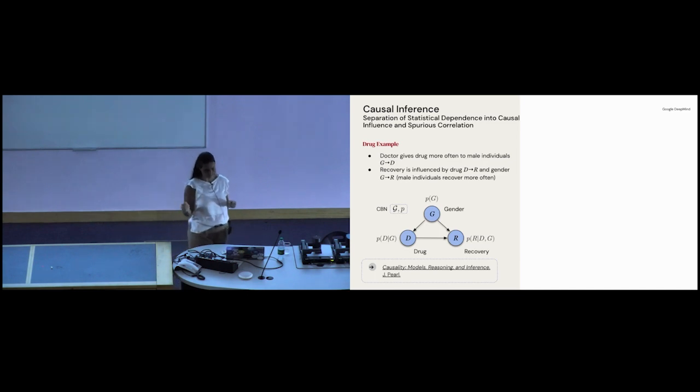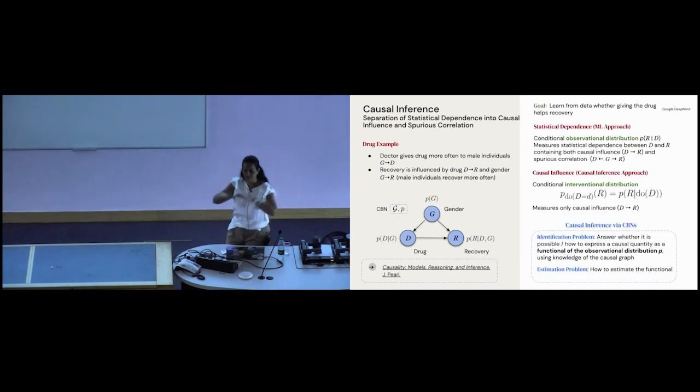So the goal of causal inference at a very, very high level is to be able to learn from data whether giving the drug actually helps recovery, has an effect on recovery. Standard ML approaches try to understand the statistical dependency between variables. So they look at what we call observational distribution, which is P of R given D, which includes both the spurious correlation and the causal influence. So this is the total, let's say, statistical dependency between two variables.